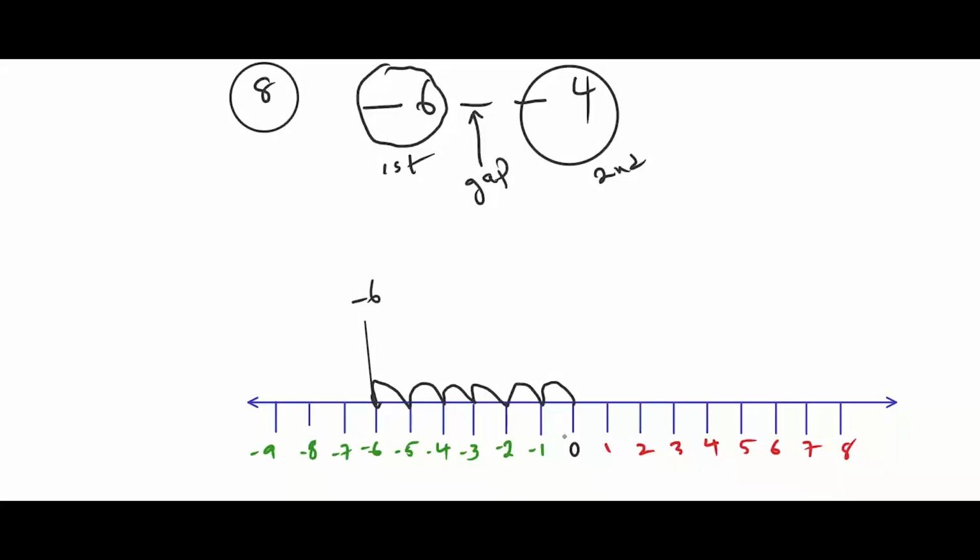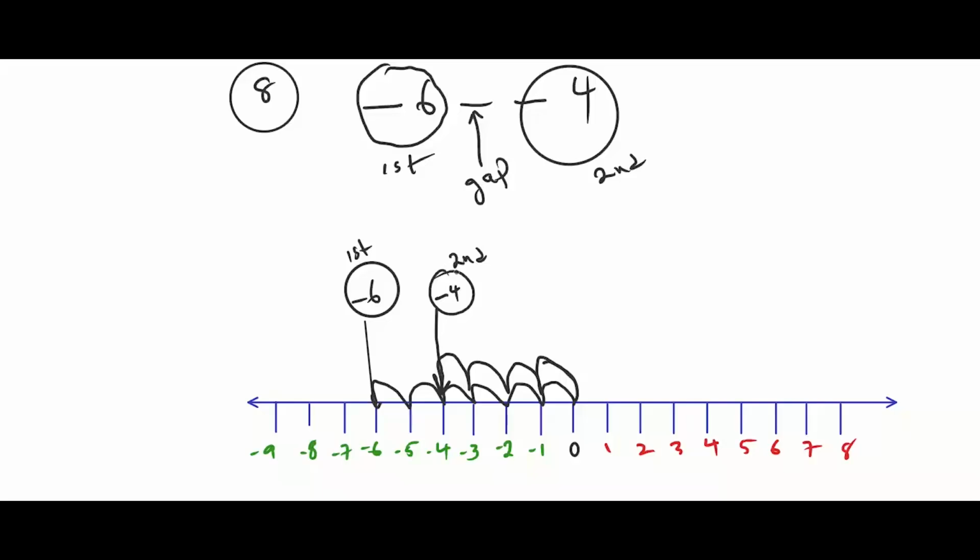Then from 0 again, don't forget, this is our first number here. The second one is negative 4. From 0, let's go to negative 4. 1, 2, 3, and 4. Right? So this will be the second one, that is negative 4. So don't forget, this is the first number and this is the second number. Okay, so the second number has to go to the first number. So let's count from the second number to meet the first number.